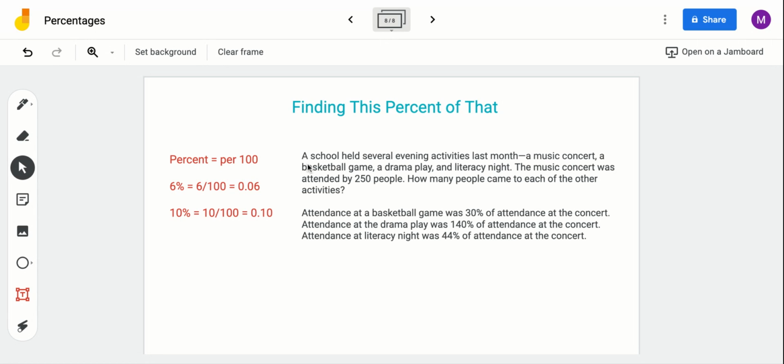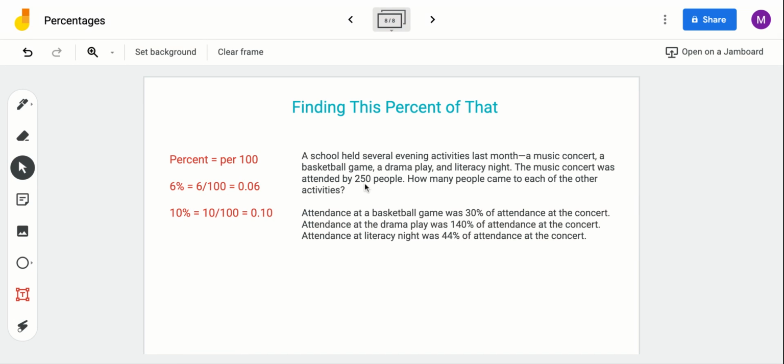So a problem we're going to work with here says a school held several evening activities last month: a music concert, a basketball game, a drama play, and literacy night. The music concert was attended by 250 people. How many people came to each of the other activities? Attendance at a basketball game was 30% of attendance at the concert. Attendance at the drama play was 140% of the attendance at the concert. Attendance at the literacy night was 44% of the attendance at the concert.